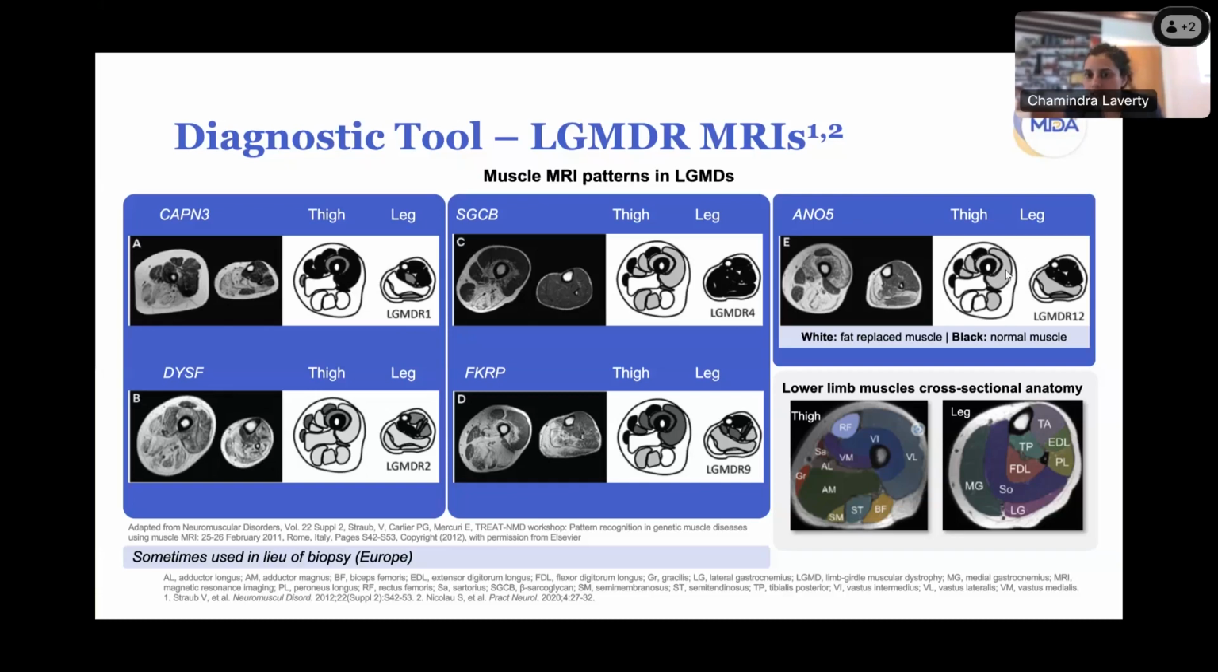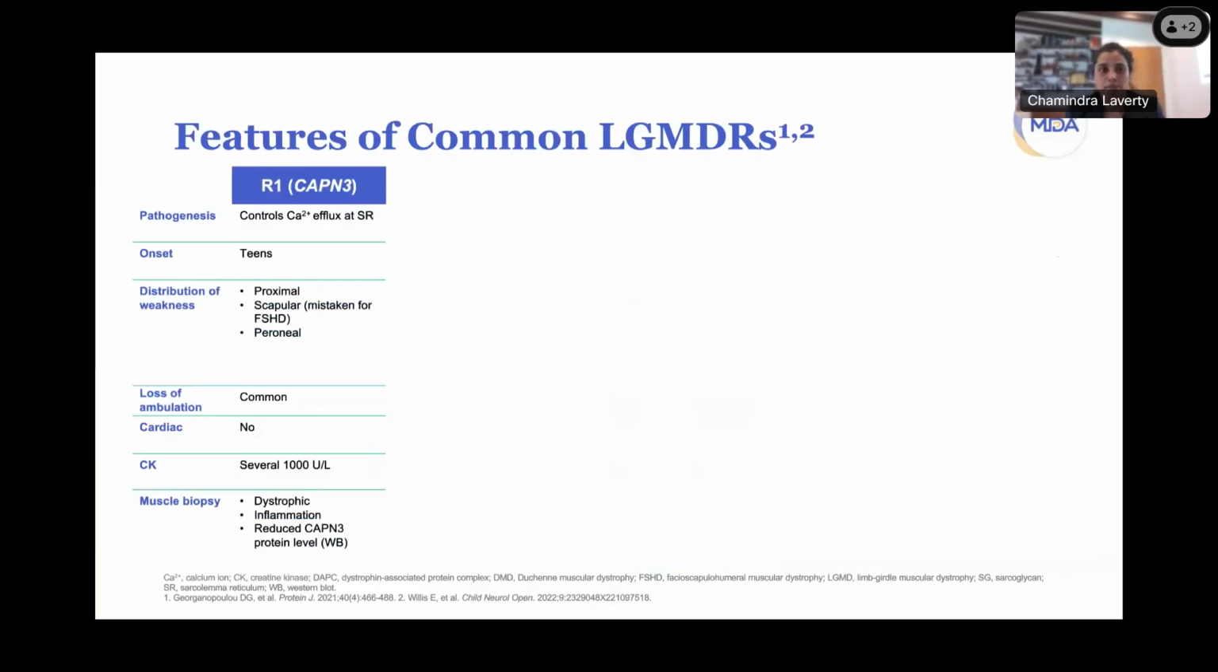For example, anoctamin 5 has a tendency to affect the quad pretty early, much earlier than the other limb-girdle muscular dystrophies. If there's quite a bit of quad involvement and the anoctamin 5 is a VUS, this muscle MRI can push you over to it being potentially pathogenic clinically. So that is how MRI is most meaningful.